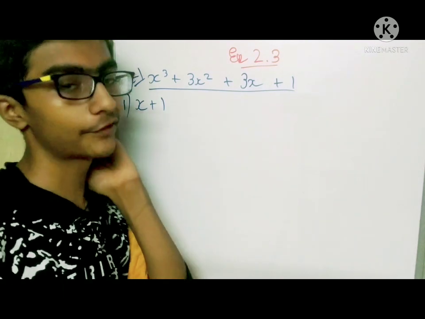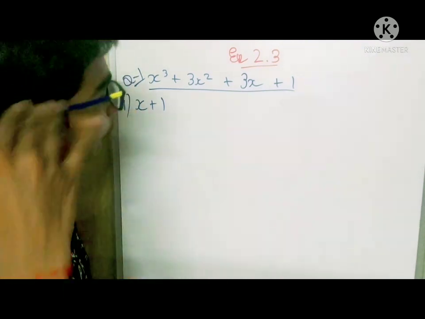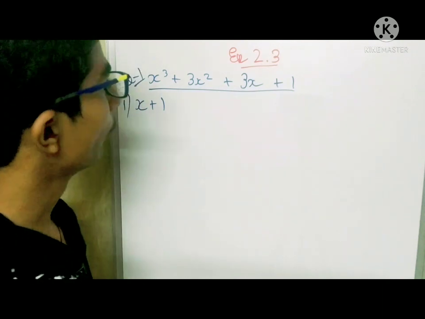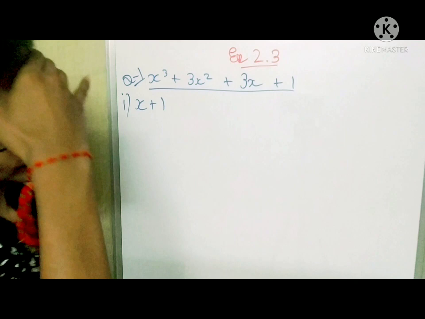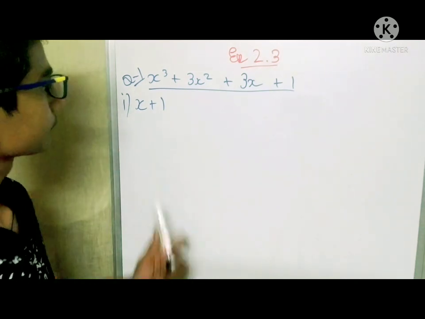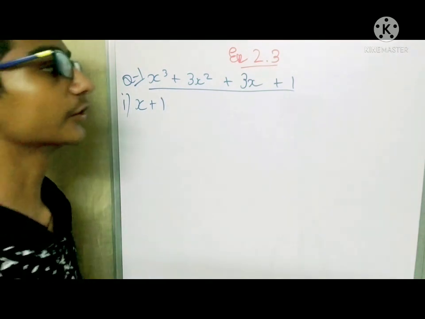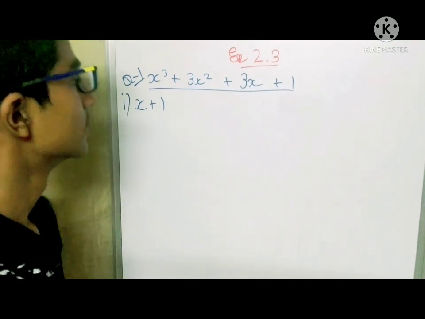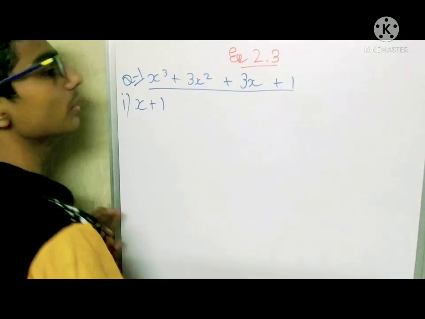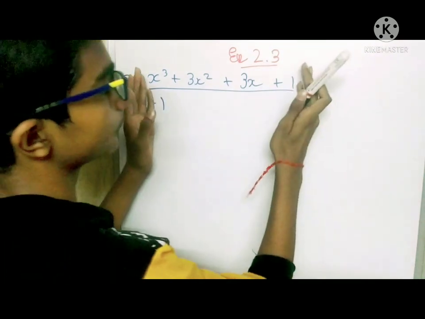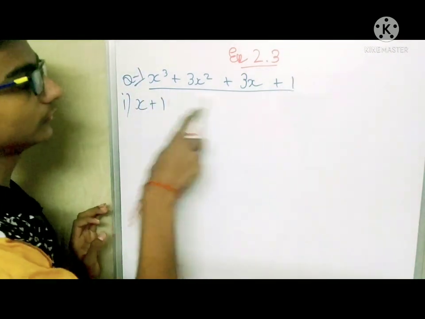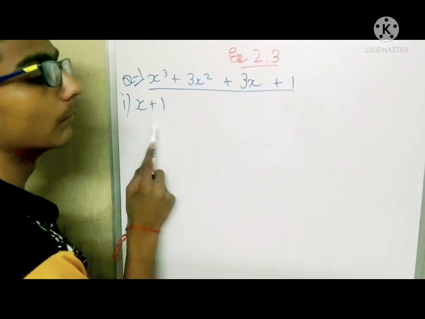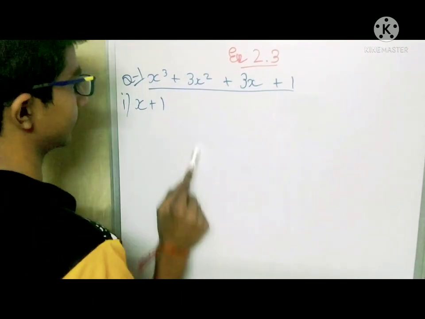Today we are going to start exercise 2.3 of chapter number 2 of class 9 maths, polynomials. In the previous video I completed 2.2. Now question number 1 of exercise 2.3 is that you have to divide this whole polynomial with this term.